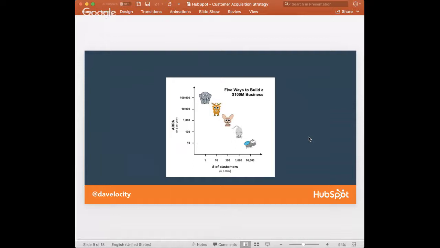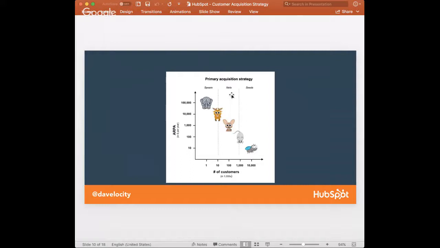On top of the strategy, we can overlay another framework called Spears, Nets, and Seeds. This is from Aaron Ross, one of the early sales guys at Salesforce. He thought about the different types of marketing and customer acquisition techniques you would use depending on the type of customer you're hunting. You can imagine these two analogies overlay very neatly.